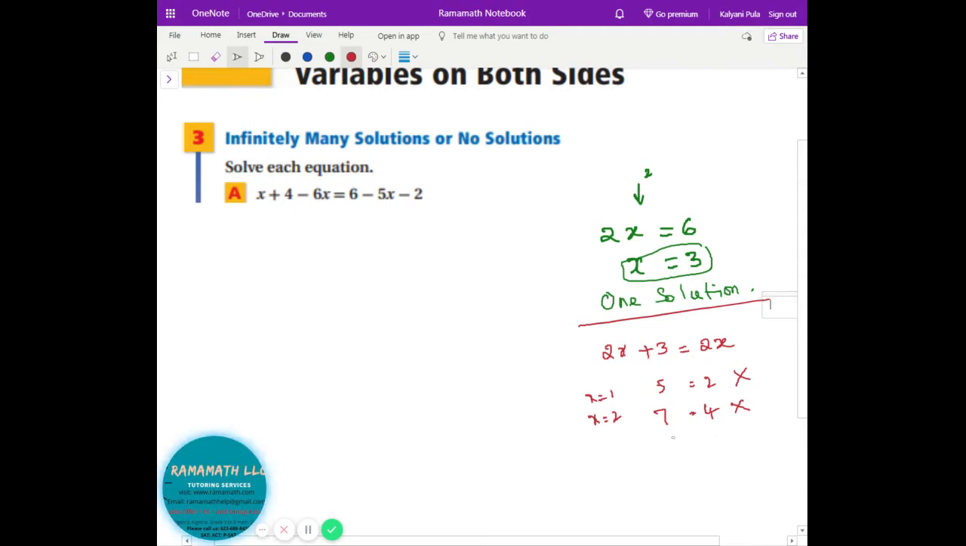Wait, wouldn't the 2x and the 2x cancel each other out, and then we'd be left with 3, right? You end up with 0 equals 3. But are 0 and 3 equal? No, 3 is different from 0. So then it is called a null solution. When you see this type of question, where you end up with different numbers on each side of the equal sign, then it is a null solution.